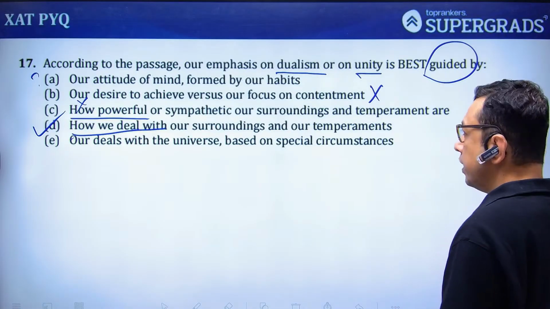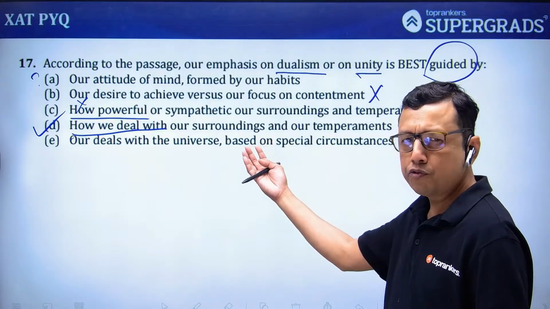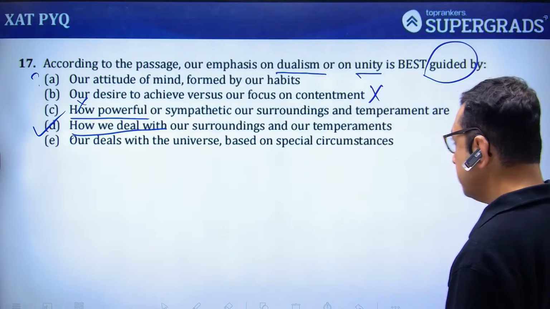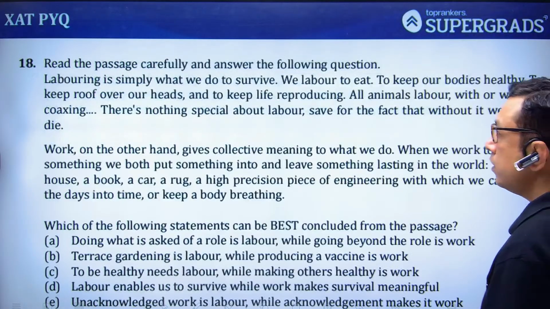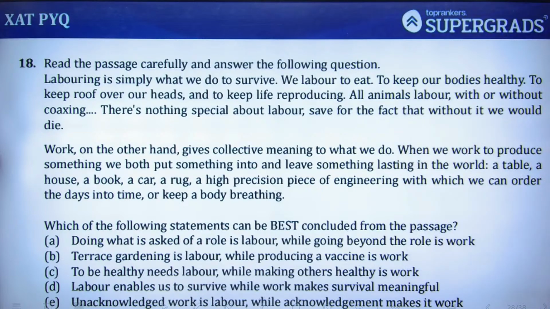Okay. I hope you understood. Option E, I did not discuss because I'm sure you understood why that option is wrong. Okay. Question number 18. Read the passage carefully and answer the following questions.